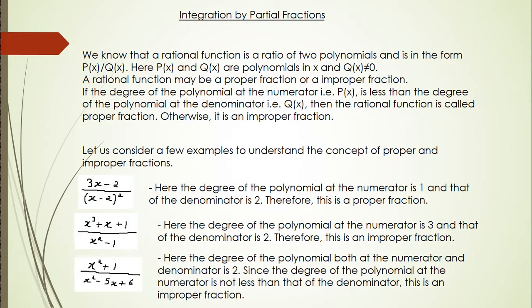Let's consider one more. Suppose I have it as x squared plus 1 divided by x squared minus 5x plus 6. Here the degree of the polynomial both at the numerator and the denominator is 2. Since the degree of the polynomial at the numerator is not less than that of the denominator, this is an improper fraction.